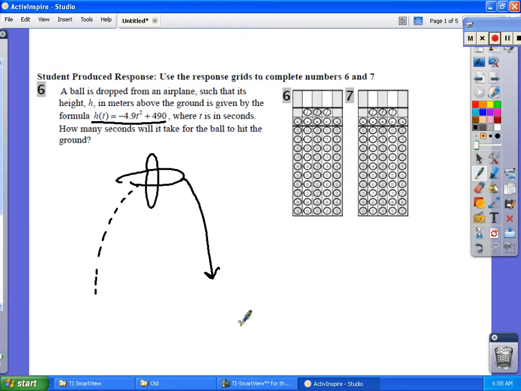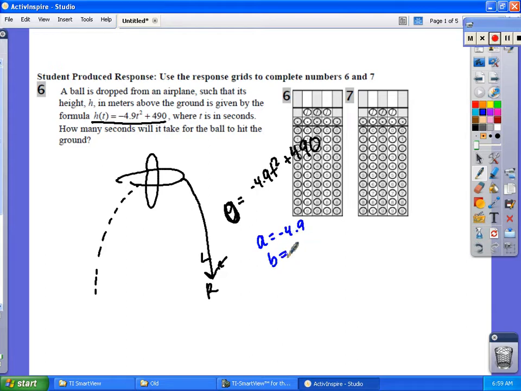So at this point, there's a couple ways that I can solve this. 0 equals negative 4.9 t squared plus 490. The first thing I could have done is graph this on my calculator and find my zeros, that point right there, using left bound, right bound. But the way that I'm going to do it is use the quadratic formula. So in this case, A is negative 4.9.